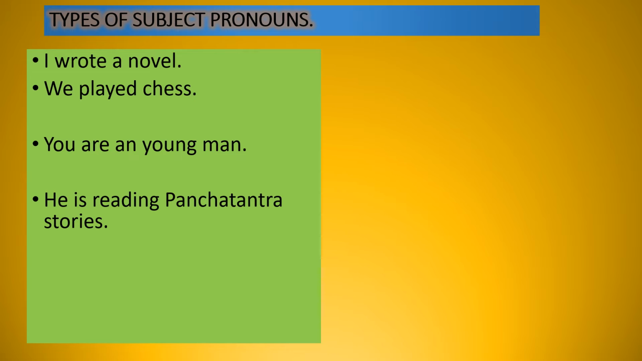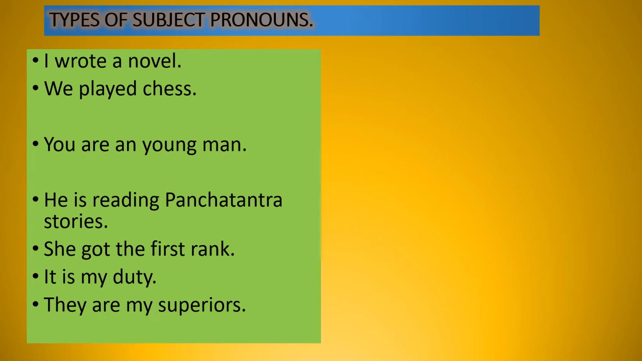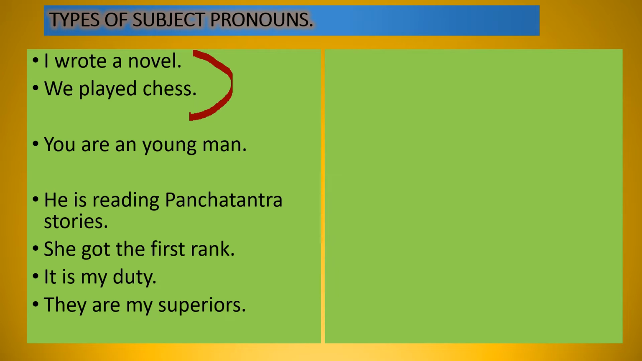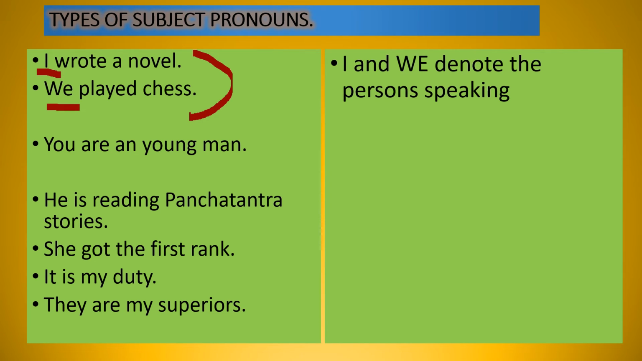I wrote a novel. We played chess. You are a young man. He is reading Panchatantra stories. She got the first rank. It's my duty. They are my superiors. When we observe the first two sentences, I wrote a novel, we played chess, the subjects are I and we. These subjects denote the persons speaking. Who are speaking? The persons who are speaking, I and we.